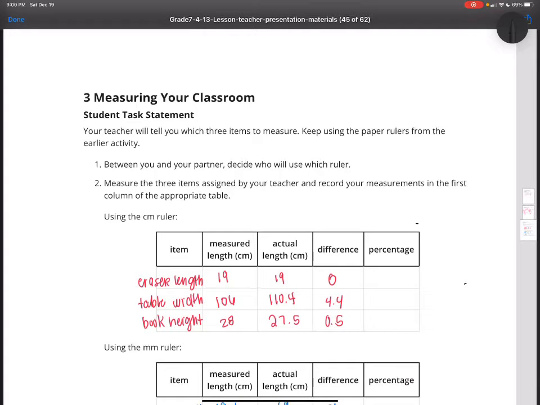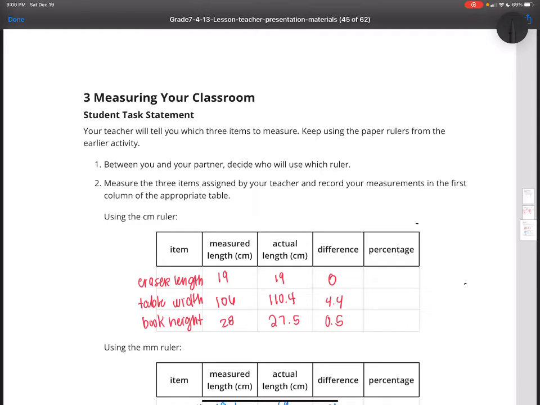All right, guys, let's look at the third student task statement called measuring the classroom. Your teacher will tell you which 3 items to measure. Keep using the paper rulers from the earlier activity. Number 1, between you and your partner, decide who will use which ruler.